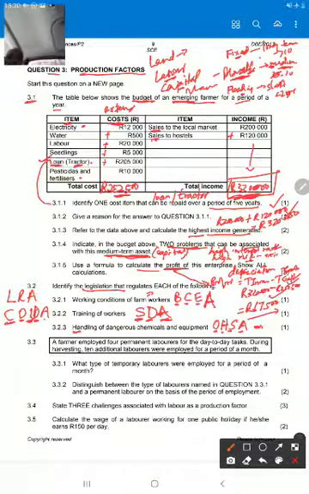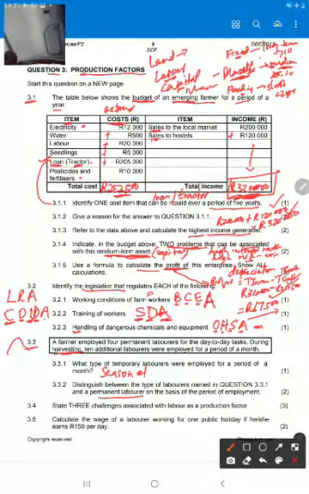All right. A farmer employed four permanent laborers for the day-to-day tasks. During harvesting, 10 additional laborers were employed for a period of a month. You see? I said there are two types of laborers. Harvesting is a peak period, so he needs more laborers. What type of temporary laborers were employed for a period of a month for harvesting? Definitely it's the seasonal. Good.